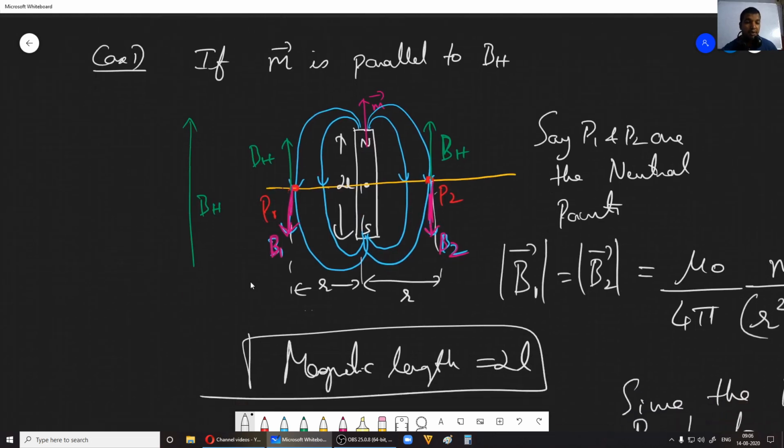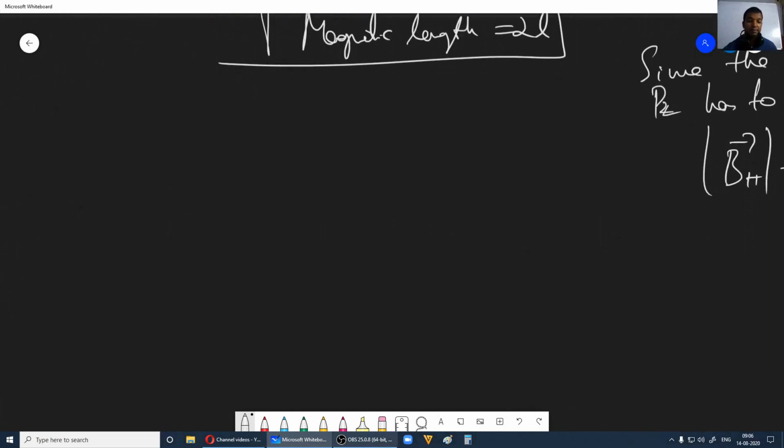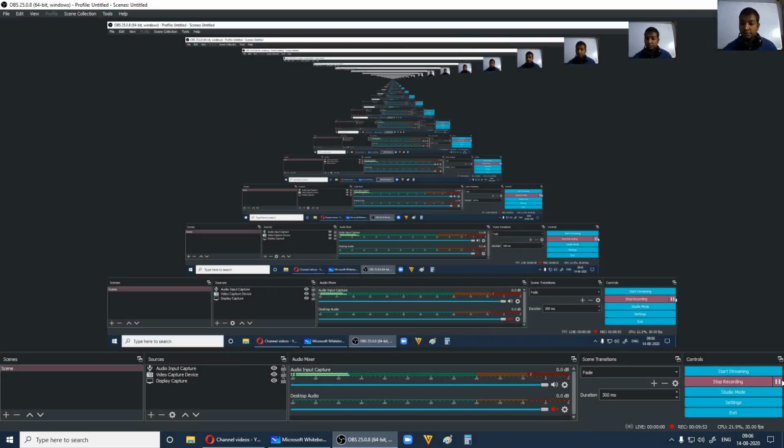Now let us look into case 2, if M is anti-parallel to BH. Now this is easy.